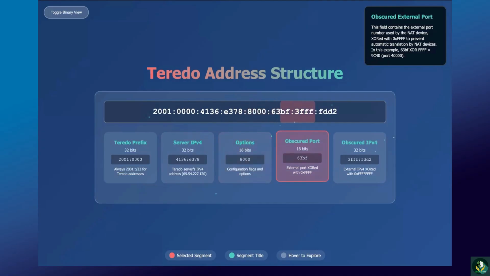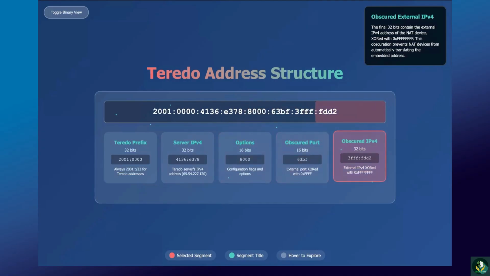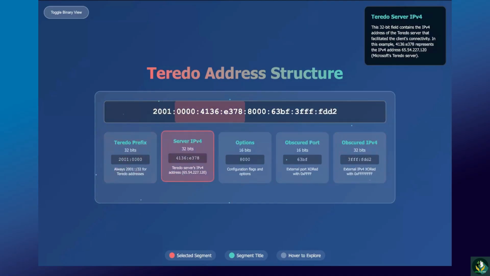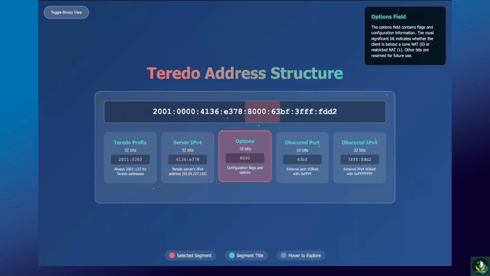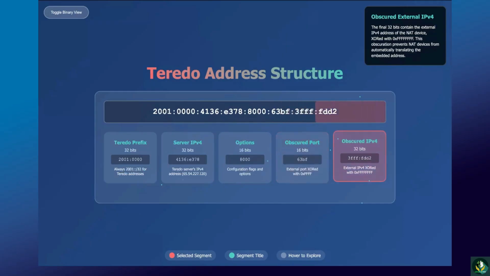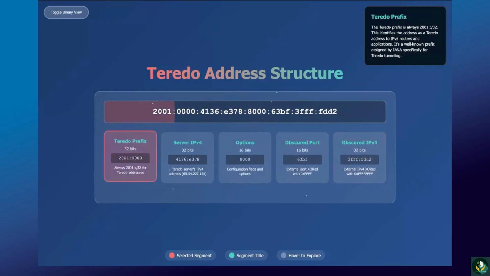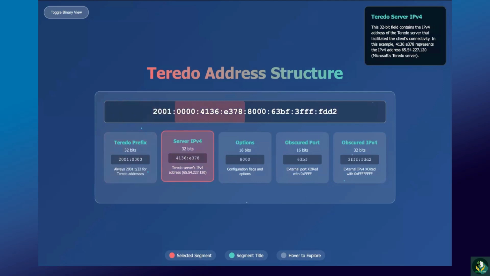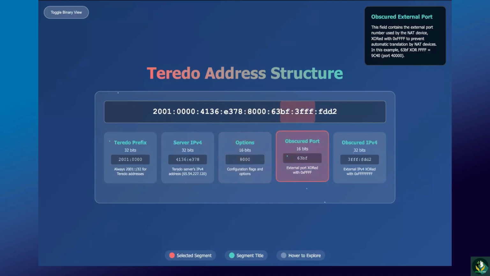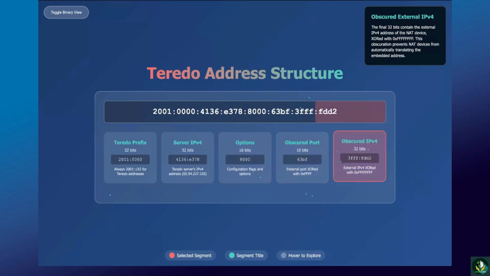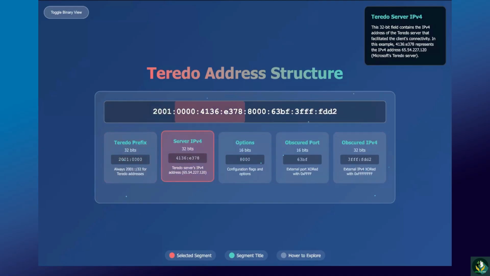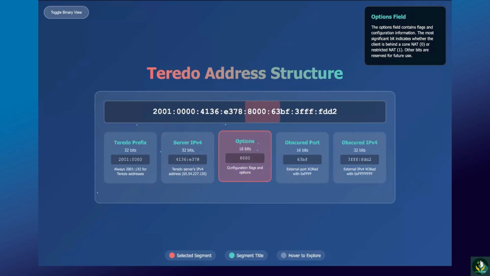Options, 16 bits, contains flags and configuration options such as whether the client is behind NAT. The obscured external port, 16 bits, represents the external port used by the NAT device for communication, obscured to prevent translation. And the obscured external IP address, it's 32 bits. It represents the external IPv4 address of the NAT device, also obscured to prevent translation. So the obscuration of ports and IP addresses ensures compatibility with NAT devices, enabling seamless communication.